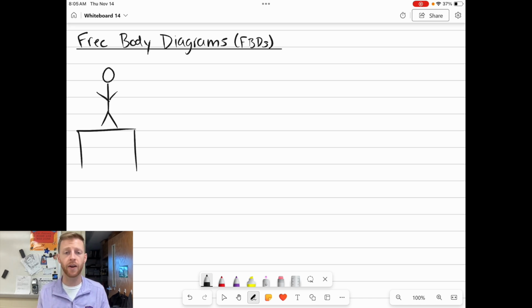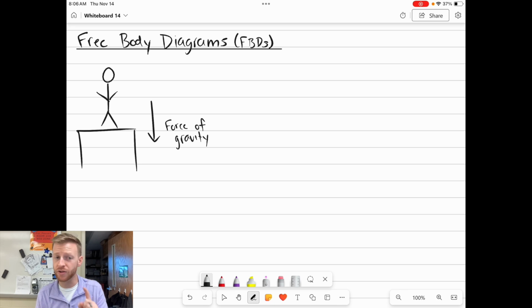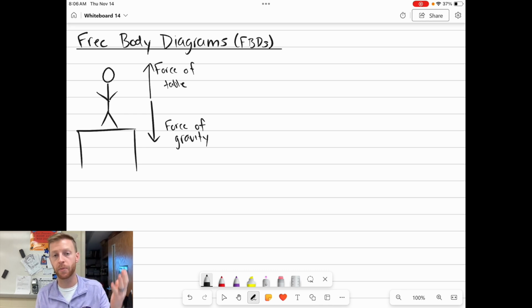We have to think about, okay, what forces are acting on my object, on me? What's pushing or pulling this person? Well, the easy answer always is that the force of gravity is pulling down. So let's draw a downward arrow and we're going to write in the force of gravity, pulling him down. We also know from what we just learned that if I'm touching an object, it is applying a force to me. And this guy is touching the table. So the table is pushing back on him. Force of table, pushing back up on the person.